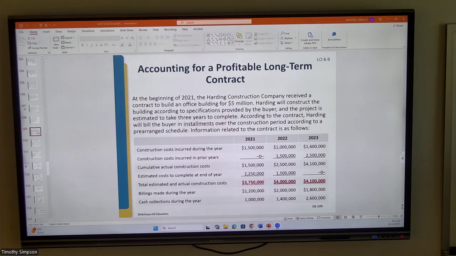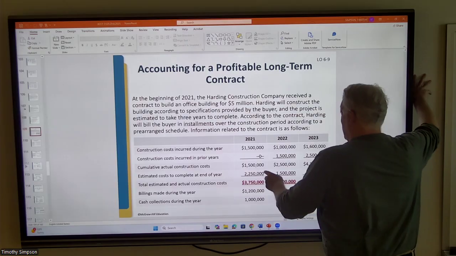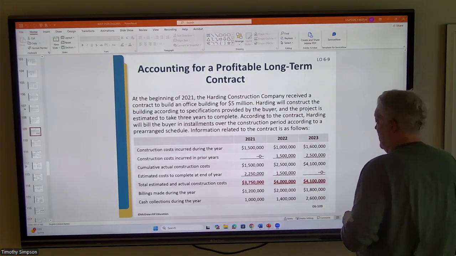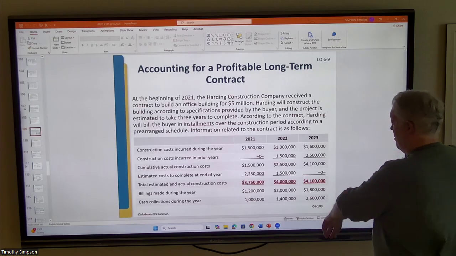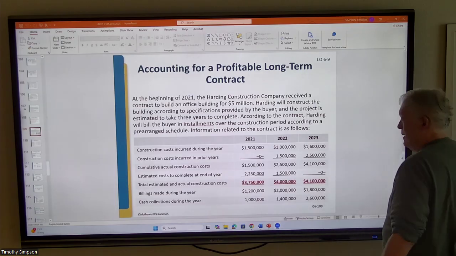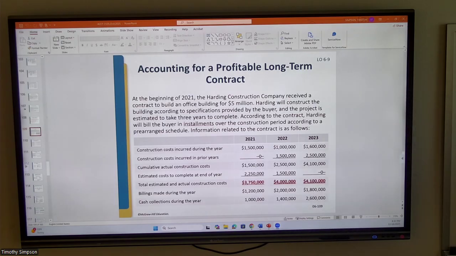And notice that because 4.1 is the figure that is being estimated here, as of the end of 2021, it looks like there's 2,250,000 left in new costs to be incurred as it goes along. And then these costs are expected to go down all the way to zero because those are the costs that are yet to be there. And this plays a role in recognizing revenue because of the percentage of completion method, which is really the heart of what we're doing in revenue recognition.